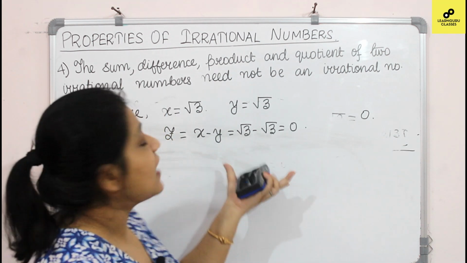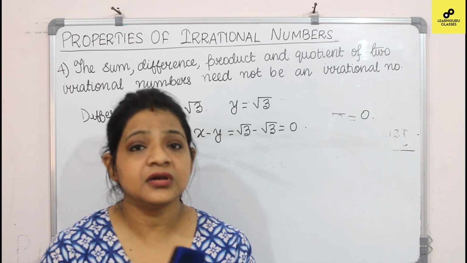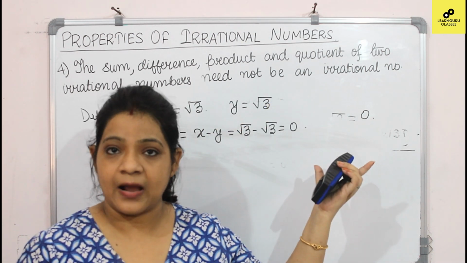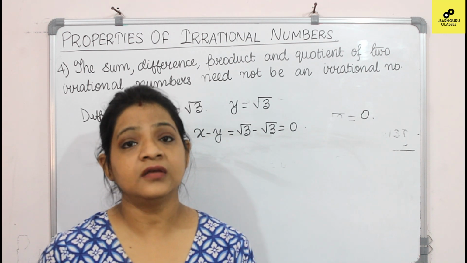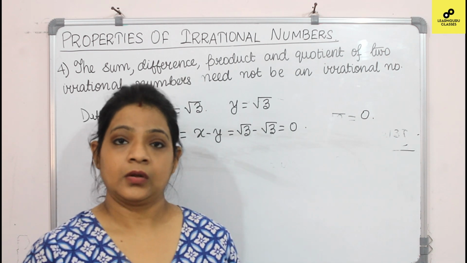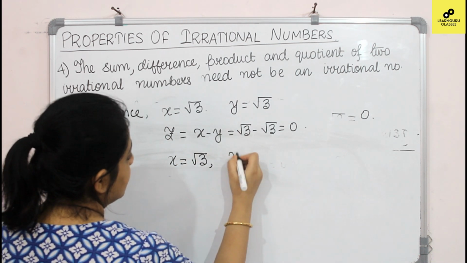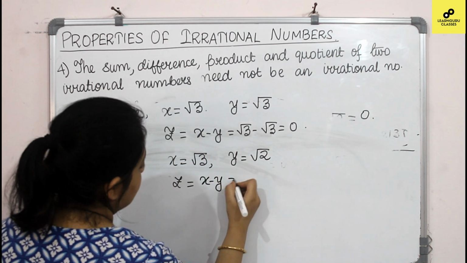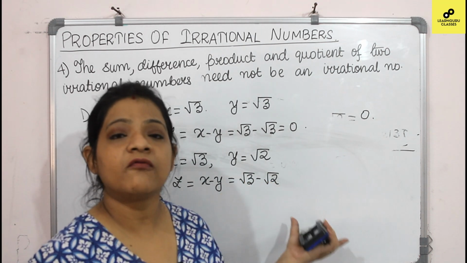So from that what can you conclude? Root 3 and root 3 are the same irrational numbers, isn't it? So the difference of two same irrational numbers is always a rational number, that is 0. Okay, but if we take another example like x equal to root 3, y equal to root 2, so z equal to x minus y, that is root 3 minus root 2, so what type of number will it be?